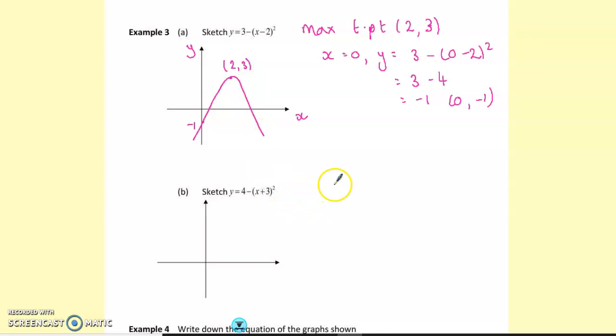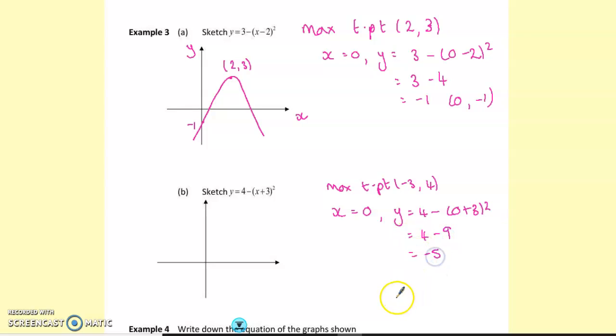Another one, turning point this time, and again it's a maximum turning point. So our turning point is minus 3, 4. It's going to cross the axis when x is 0. When x is 0, y is 4 minus 0 plus 3, just subbing in that 0, which is 4 minus 9, which is minus 5.